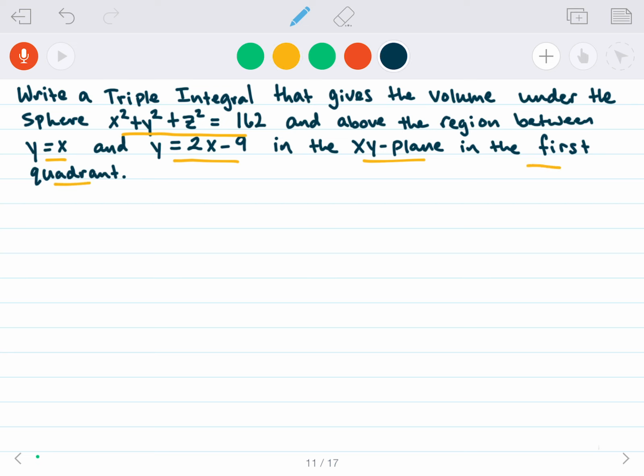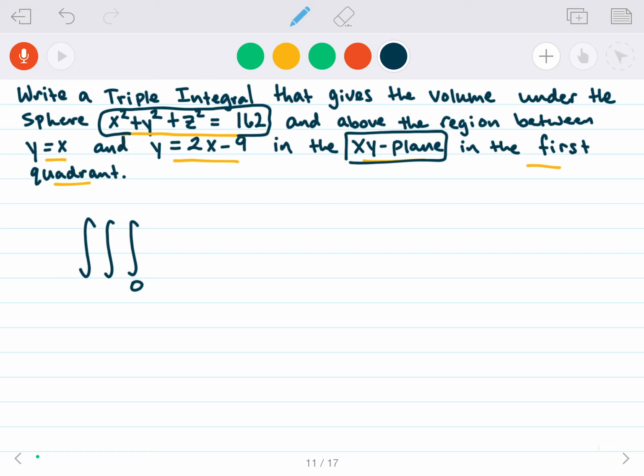Okay, so let's go ahead and set up our integrals. And again, I'm going to do z first just because it seems like that's the most complicated one. Now it tells us that we're going to be in the first quadrant here. And in the xy plane, it's going to be bounded by the xy plane and the sphere right here. So for the xy plane, z is going to be 0. So we're going to start at z equals 0.